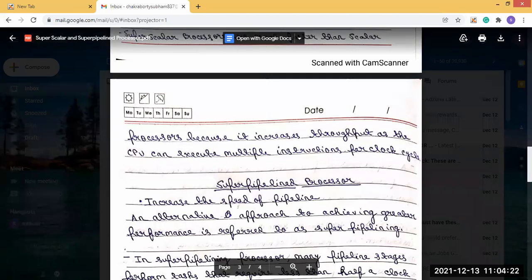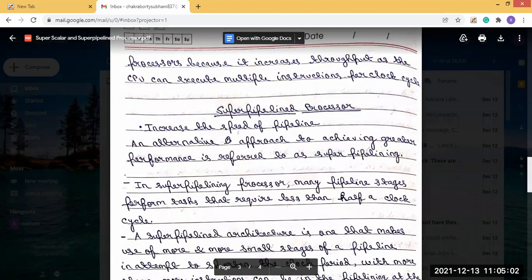It is an alternative approach for achieving greater performance, referred to as super pipelining. In super pipelining processors, many pipeline stages perform tasks that require less than half a clock cycle.